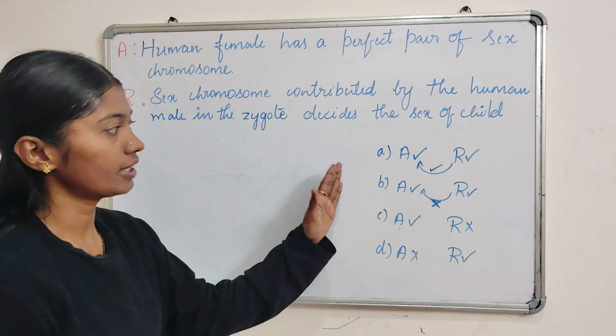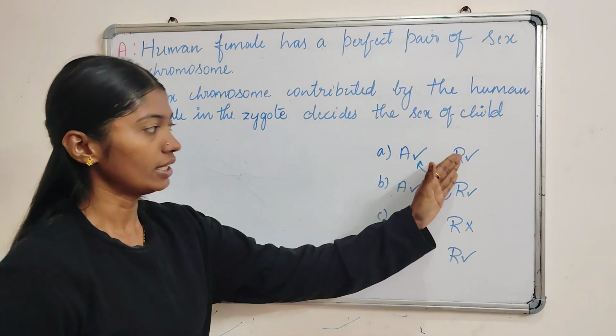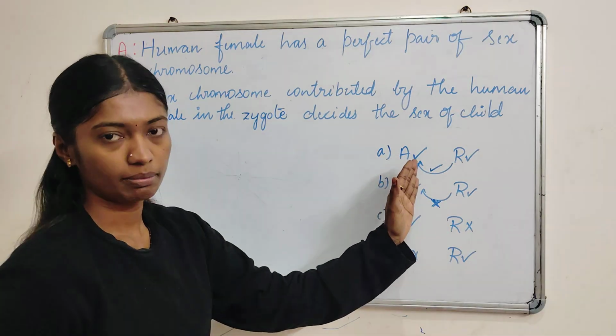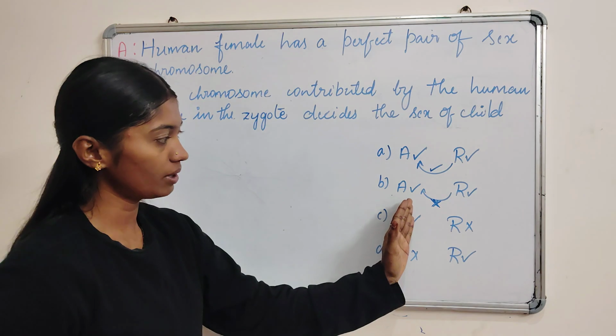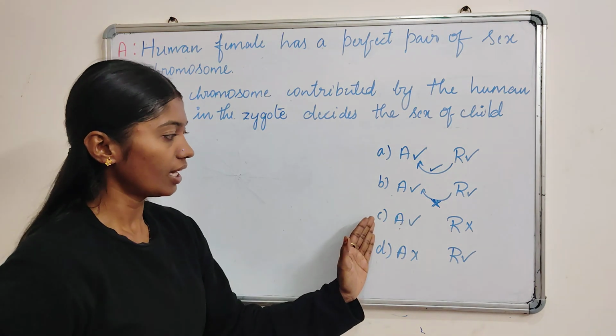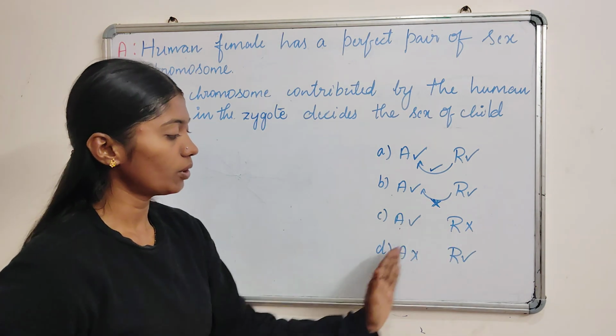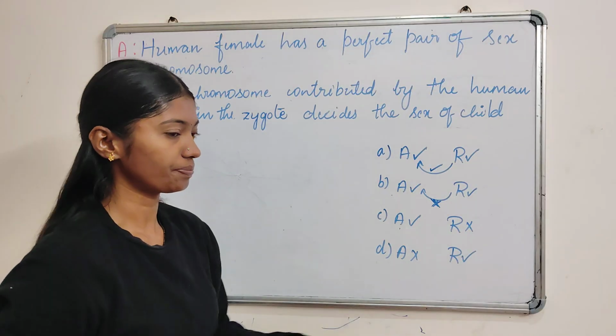The options are written: A, assertion is true, reason is true, reason is correct explanation of the assertion. B, assertion is true, reason is not correct explanation of assertion. Option C, assertion is true, reason is false. Option D, assertion is false, reason is true.